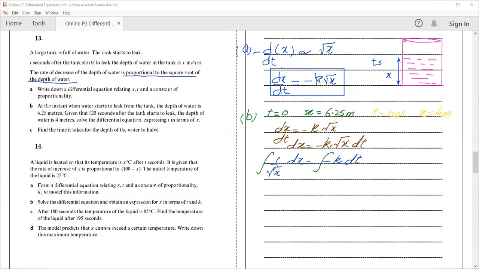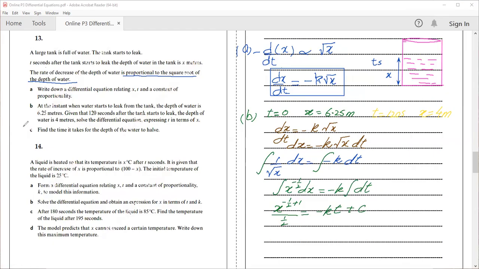As no term of x is in the denominator, you have to find the integral of x raised to power minus 1 by 2 dx, and minus k, because that's a constant. Only two variables are over here: the first is x, the second is t. Integrating both sides, x to the power minus 1 by 2 plus 1, divided by 1 by 2, is equal to minus k as it is. The integral of 1 is just t, plus c over here.